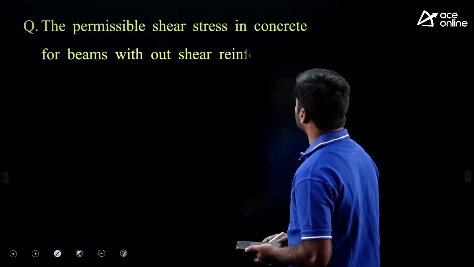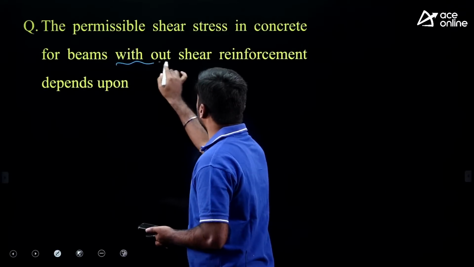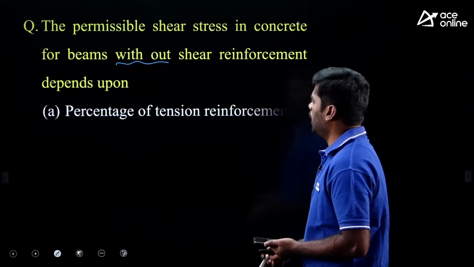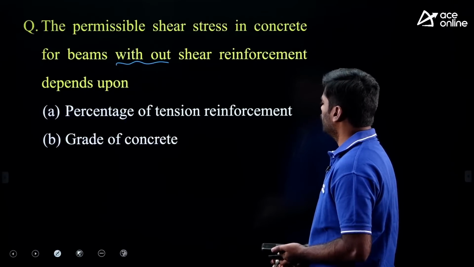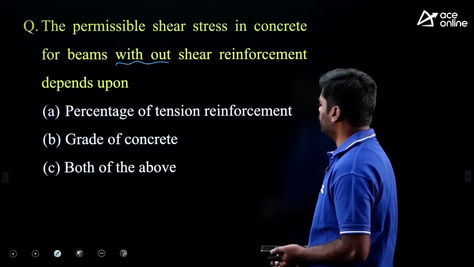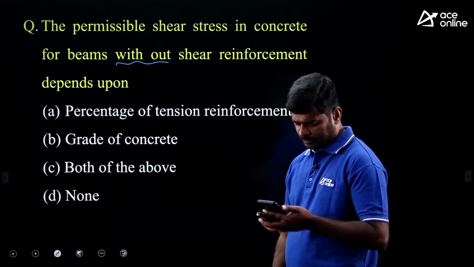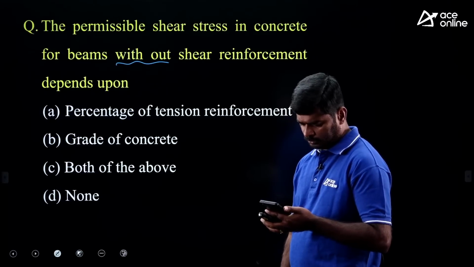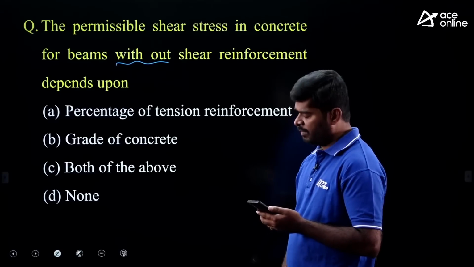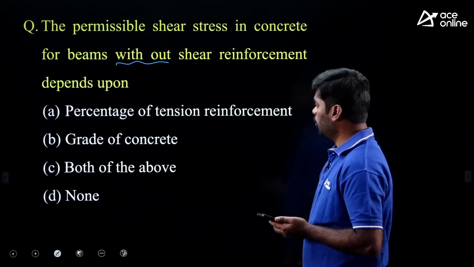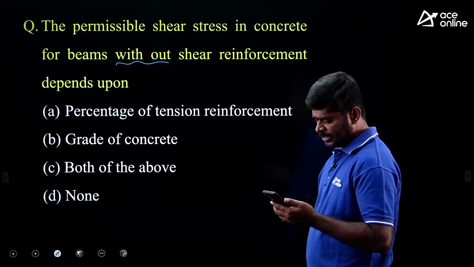The permissible shear stress in concrete for beams without shear reinforcement depends upon, options given: A, percentage of tension reinforcement; B, grade of concrete; C, both of the above; D, none. Come on, my dear, which option is correct? Here given 4 beautiful options. I hope you will answer. Come on, which option is correct? Respond quickly.